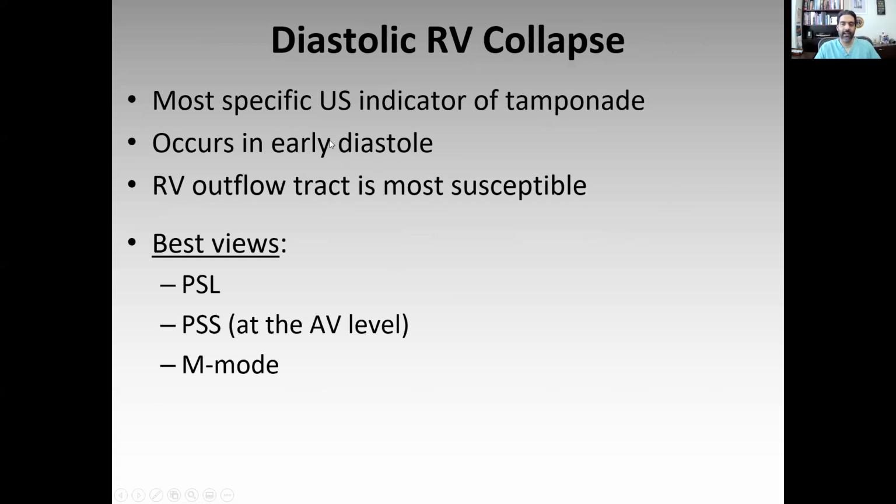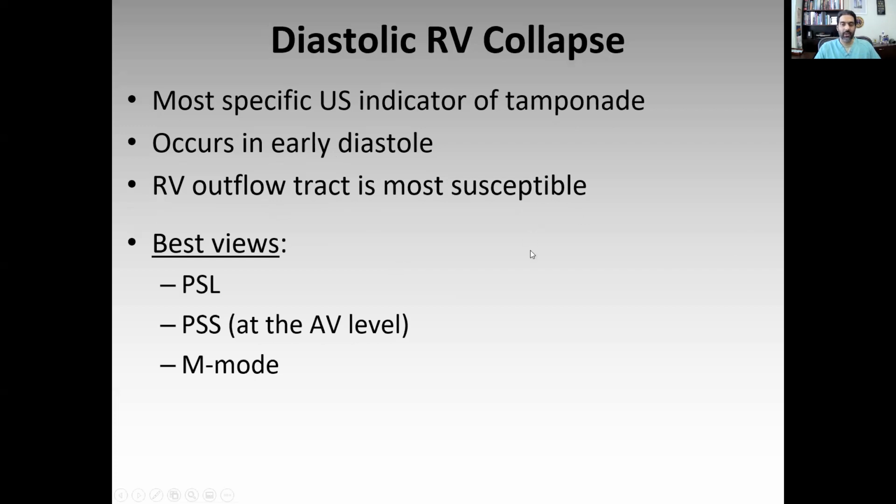So just as the mitral valve and tricuspid valve open, you get collapse of the RV. And the part of the RV, the wall of the RV that's the most susceptible is the RVOT. So what you're looking for specifically is early diastolic collapse of the RVOT. So the views that get you a good visualization of the systole versus diastole and a good visualization of the RVOT, those are the views that'll be the best to identify tamponade.